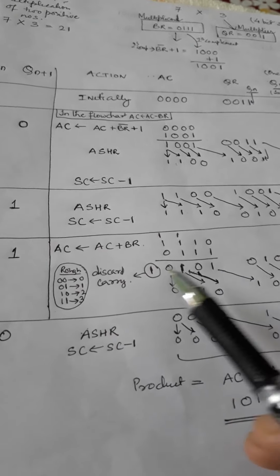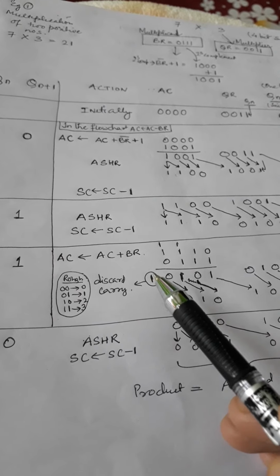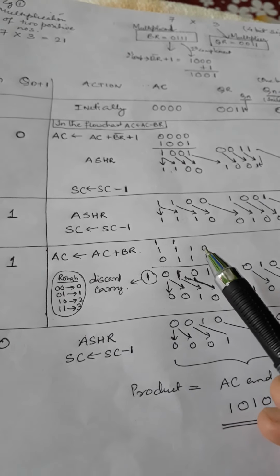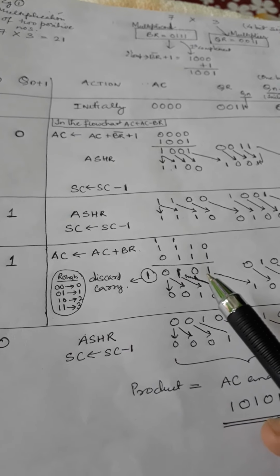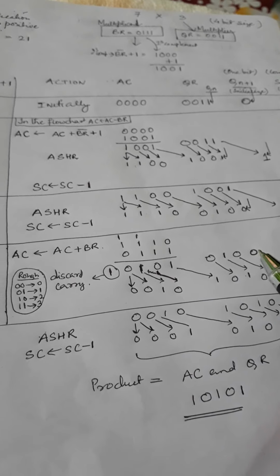Okay, so we get 1 carry here. Because it is a carry, we will discard that carry. So that is why I have circled it out. And then we get the new value in AC after adding these two. And we know after addition, we have to do shifting. All right. So this is our last value of QR.